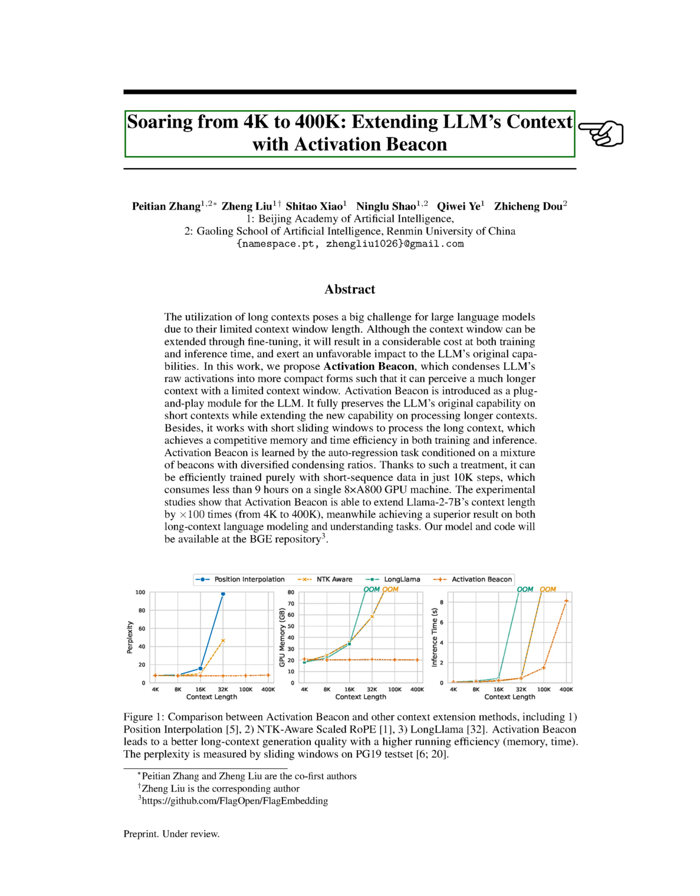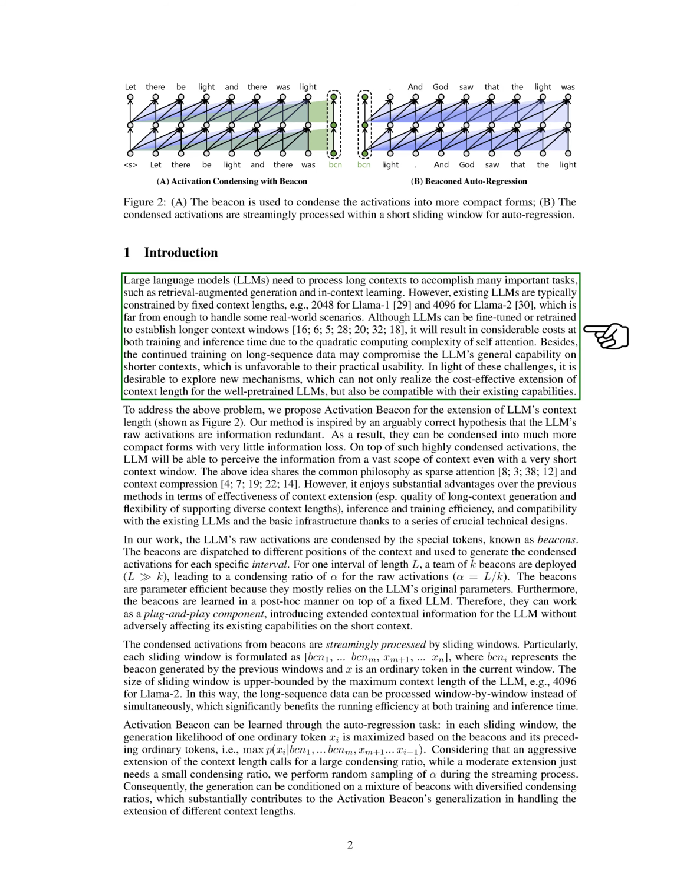Section. Introduction. We're going to talk about a challenge that large language models, LLMs, face, and a solution we've come up with. LLMs are great at many tasks, like retrieval augmented generation and in-context learning, but they need to process a lot of information to do so. The problem is, these models are often limited by a fixed amount of context they can handle at once.